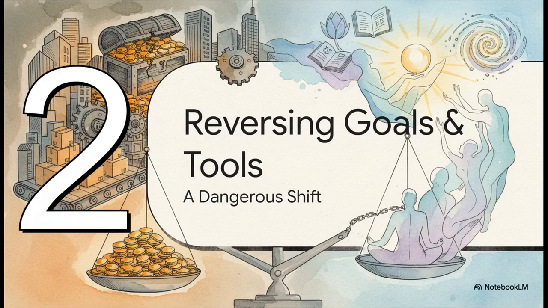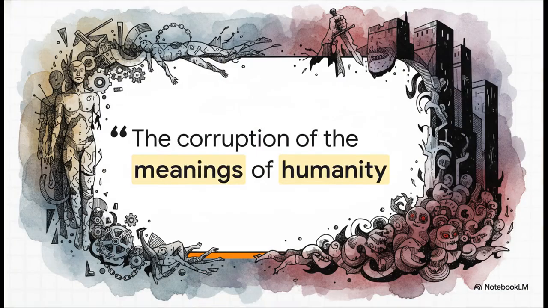Which brings us to Section 2, the reversal of goals and tools. So what actually happens to a society when it starts prioritizing material quantity over spiritual quality? Well, to answer that, the author draws on a pretty heavy concept from the legendary historian Ibn Khaldun, the corruption of the meanings of humanity. Let that sink in for a second.